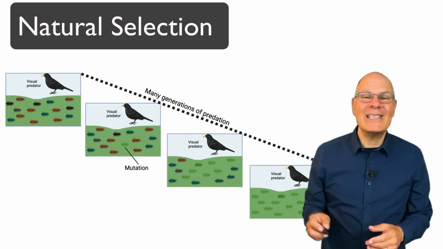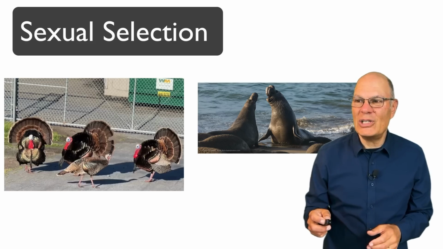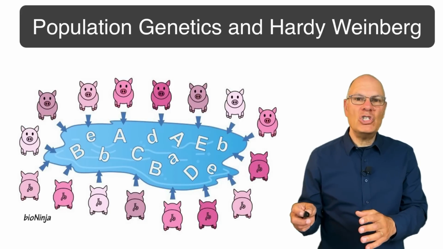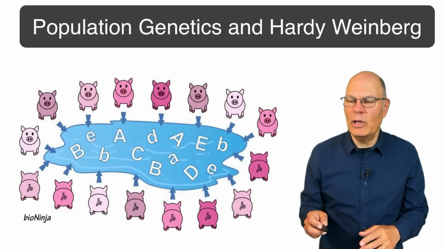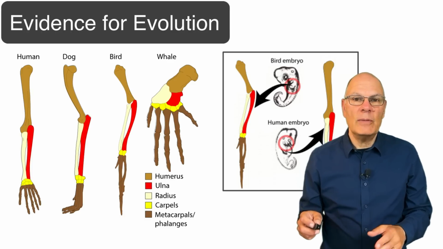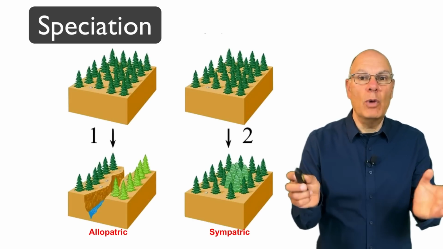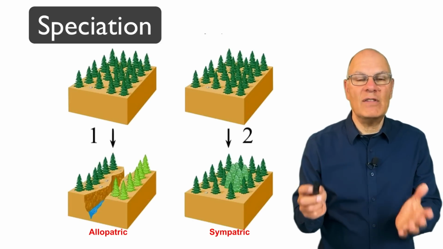The first topic is selection: natural selection, artificial selection, sexual selection. Then we'll delve into population genetics and the Hardy-Weinberg equilibrium. We'll spend a lot of time looking at the evidence for evolution. That'll lead us to looking at how species diverge into multiple descendant species. That's the idea of speciation.